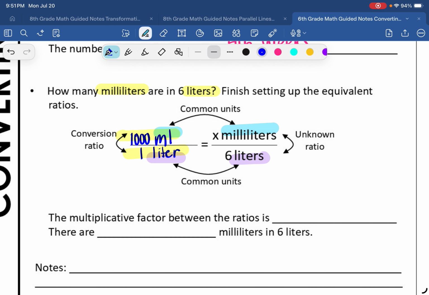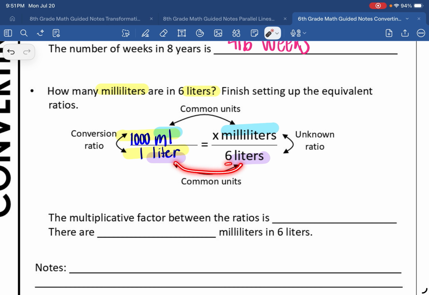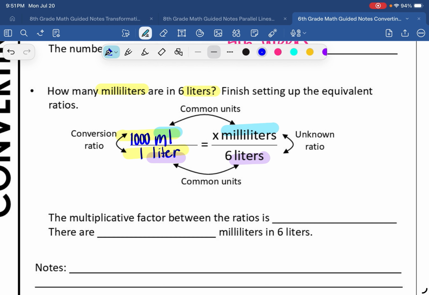The multiplicative factor, what do I multiply 1 by to get to 6, is 6. I'm going to multiply by 6. That's my multiplicative factor between the ratios. So I multiply 1,000 times 6 and I get 6,000. So there are 6,000 milliliters in 6 liters.